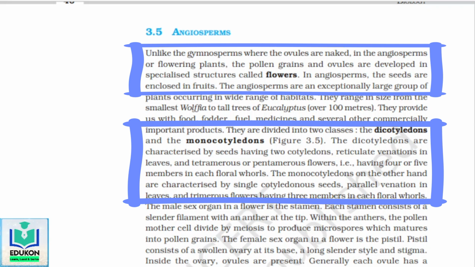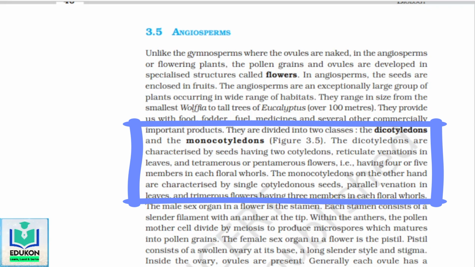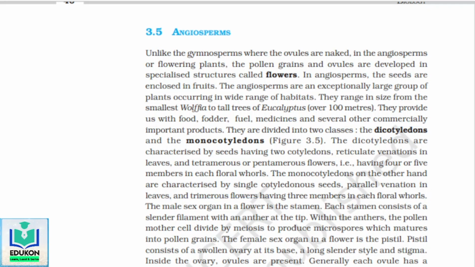So the difference you need to observe carefully here. Dicotyledons are characterized by seeds having 2 cotyledons, reticulate venation in leaves, and tetramerous or pentamerous flowers. Coming to monocotyledons, we have a single cotyledonous seed, parallel venation, and trimerous flowers having 3 members in each floral whorl.